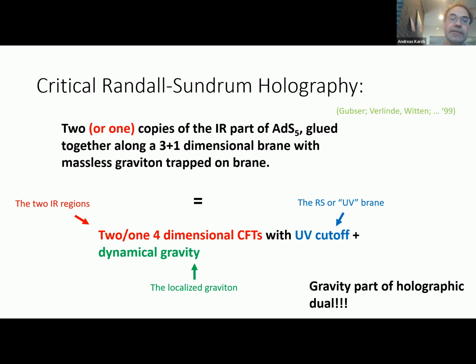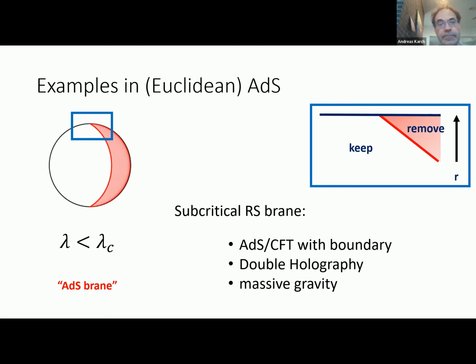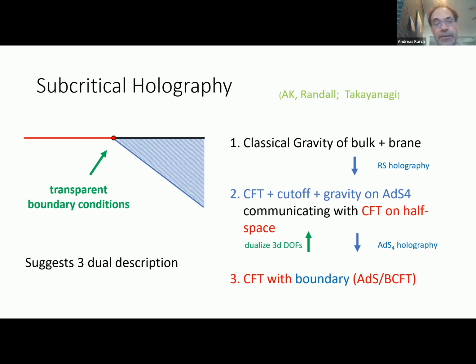This sounds like a very strange holographic picture, and to some extent, today's talk is all going to be about how we can make this more visible. If you do the same for the subcritical brane, you end up with an even more interesting story. You find in that case that you're naturally led to the idea that the setup doesn't just have two dual descriptions, this 4D CFT plus gravity and the 5D bulk, but in fact there are three equivalent pictures that all describe the physics of the system. Let me explain this in a little bit more detail.